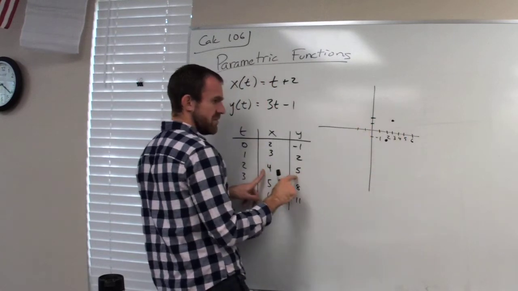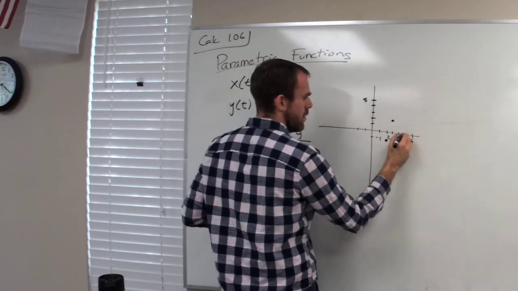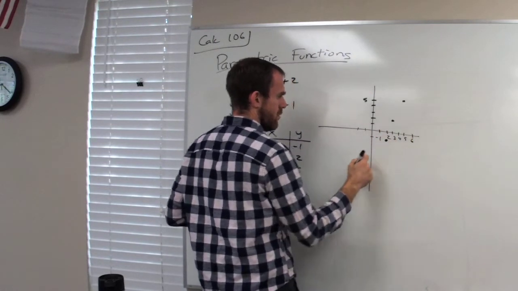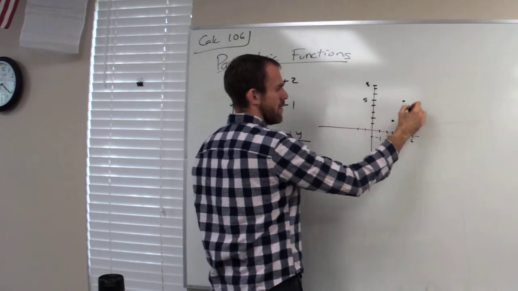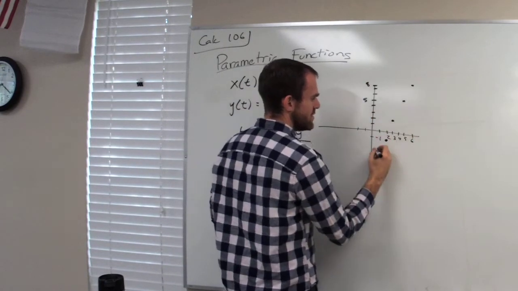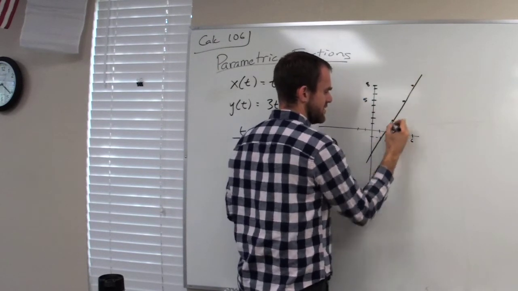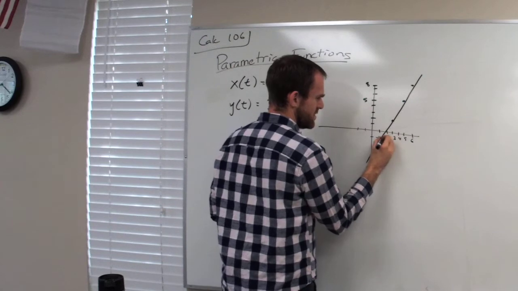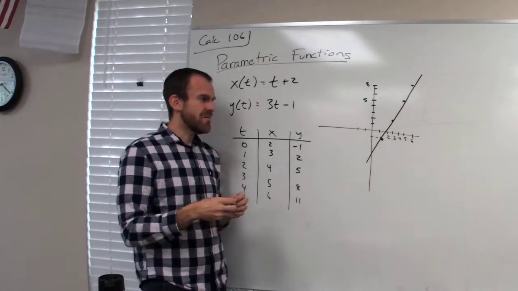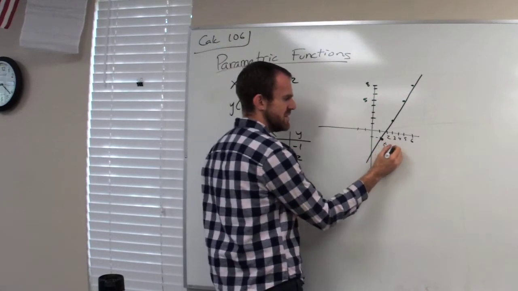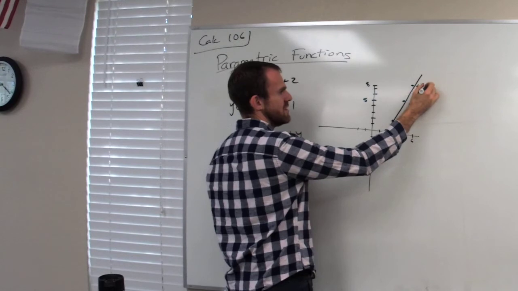When I go up to positive 4, I go up 5 in y. When I go to 5, I go up 8. And so on. And so it looks like this line there. Okay, so we can parametrically define and say this is t equals 0, this is t equals 1, this is t equals 2, and this is t equals 3.